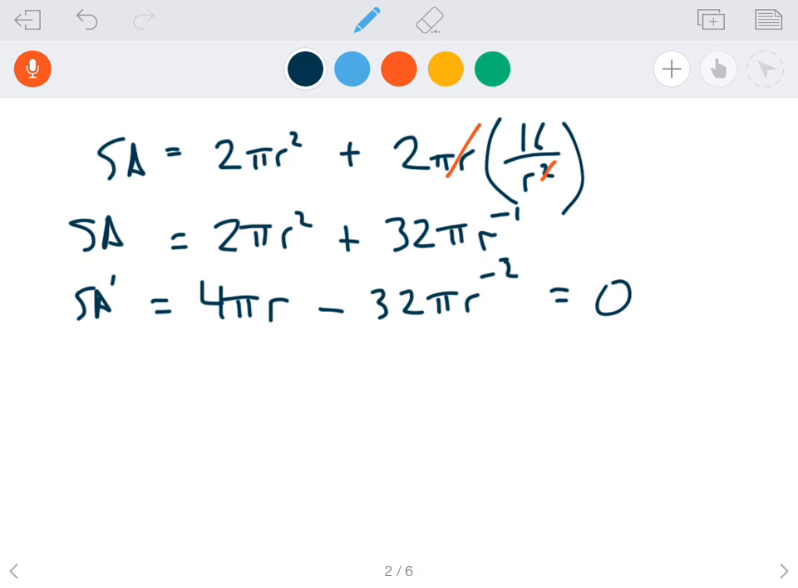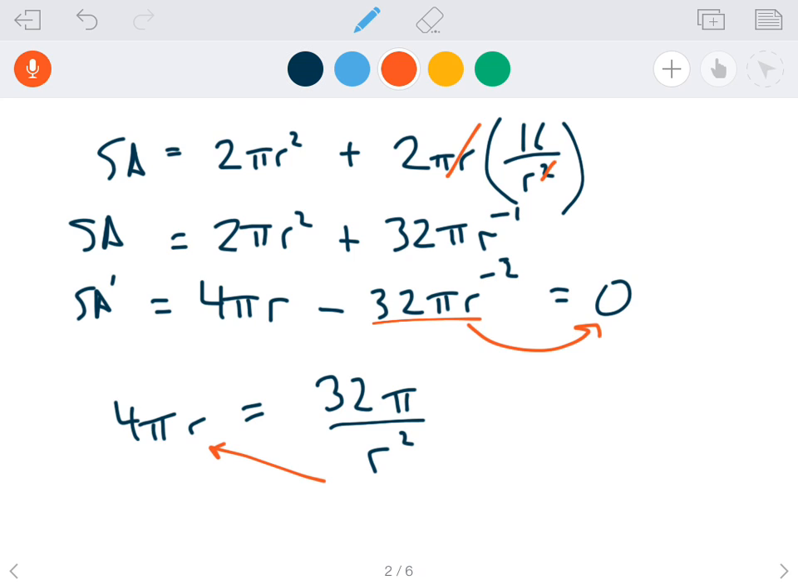I'm going to go ahead and start solving this. I'm going to move this term to the other side. So I have 4 pi r equals positive now 32 pi r to the negative 2. I'm going to go ahead and move that back down to the denominator and make it positive because I don't really know what to do with negative exponents there. I need to get it out of the denominator, so I'm going to cross multiply over here.